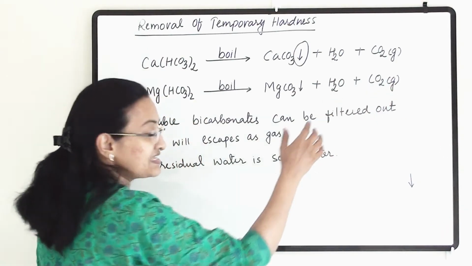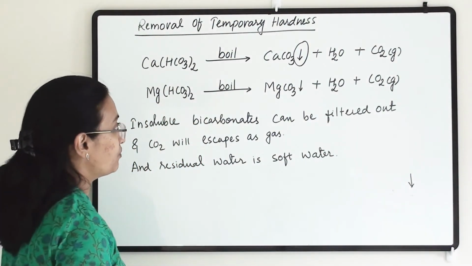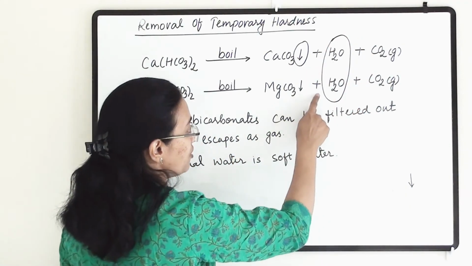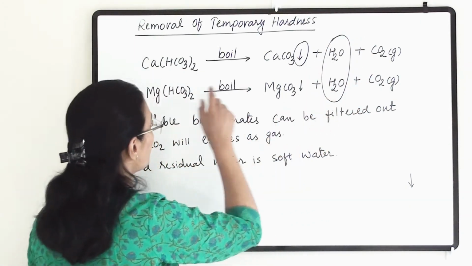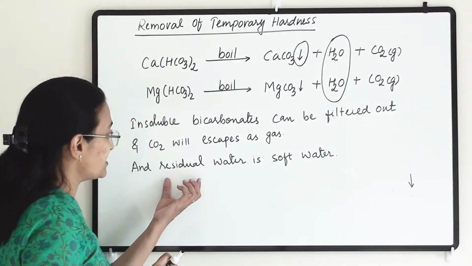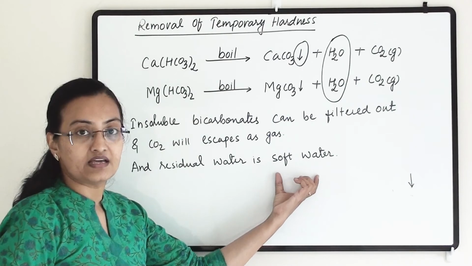Carbon dioxide gas will automatically be expelled from the water, and the remaining water we can term as soft water, because now there are no more impurities of bicarbonate salt in this water. So now the residual water is termed as soft water.